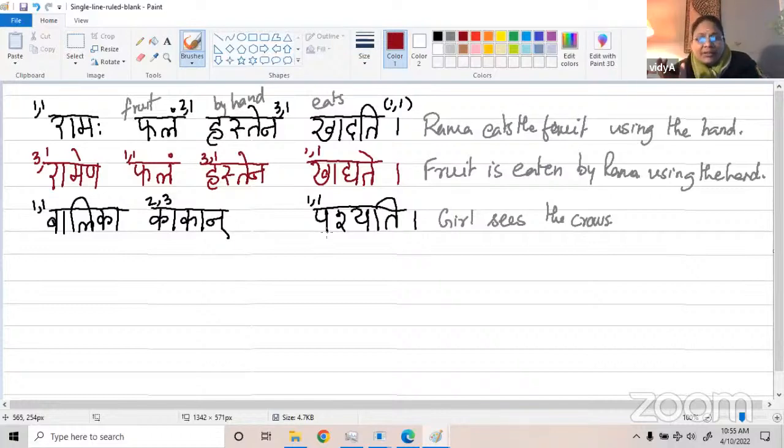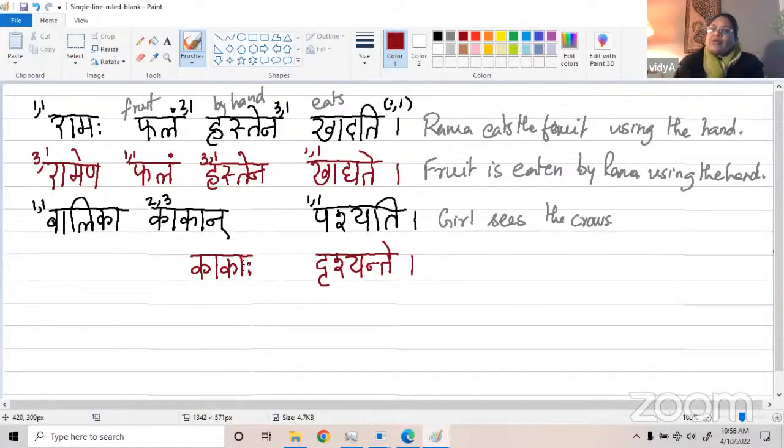So pashyati becomes drishyate. But in this case, because it is the crows that are being seen, the drishyate is applicable to the crows, and so it has to be in bahuvachanam. It has to be a plural. So it will be drishyante. And when you say drishyante, the question then will be, what are being seen? So what are being seen will be in prathama vibhakti. So ke drishyante, what are being seen? Kakaha drishyante. So kakaha drishyante, the crows are being seen.